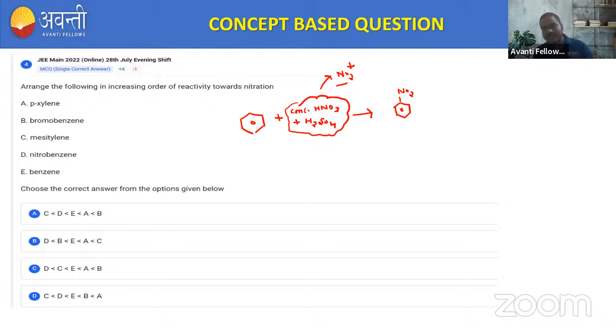So these two things are very much clear. That is, electron donating group tries to increase the electron density, and electron withdrawing group tries to decrease the electron density, right? And electrophile is an electron loving species, so it wants to attack those having electron donating groups, where the reaction is very easy. So in this we have mesitylene, paraxylene, bromobenzene, nitrobenzene, and benzene.